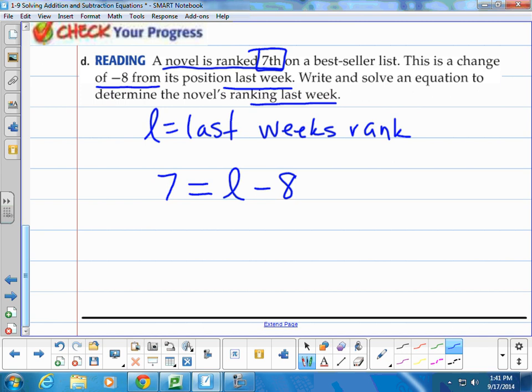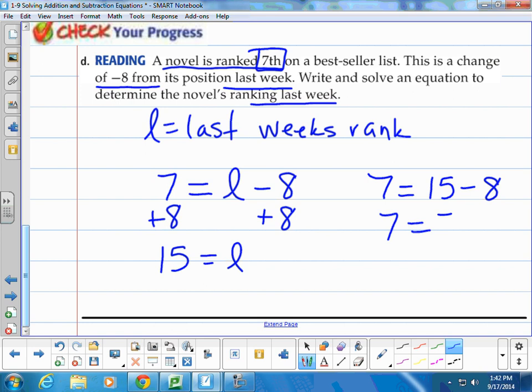Now it wants us to solve. So the opposite of subtraction here would be adding on 8. So then we have 15 is equal to last week's rank. We can plug that in and check. 7 place rank is equal to last week's rank of 15 minus 8 positions from last week for this week's rank. And I'm going to check 7 is equal to 7. So last week's rank was at 15.